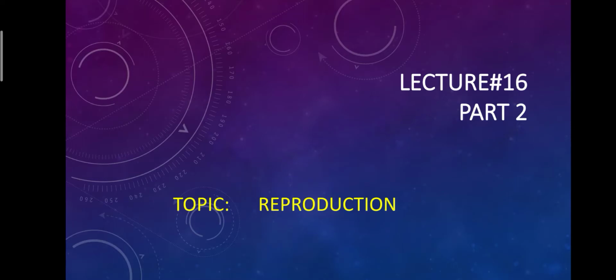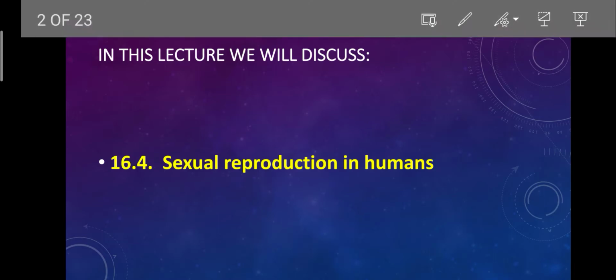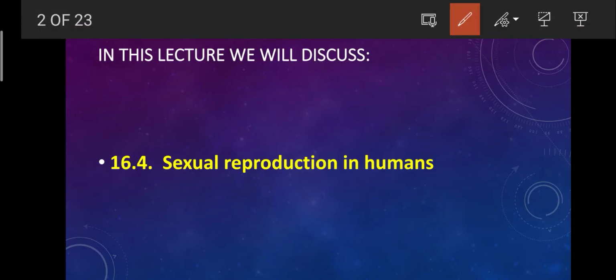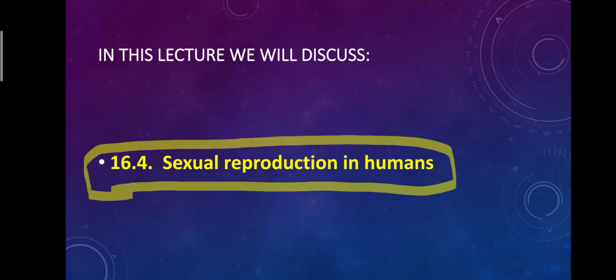Welcome to the second part of the 16th lecture. It is a continuation of the 16th lecture and the topic is reproduction. The main objective of this lecture is sexual reproduction in humans. In part 1 of the 16th lecture we discussed sexual reproduction, asexual reproduction and sexual reproduction in plants. Now we will discuss 16.4, which is sexual reproduction in humans.